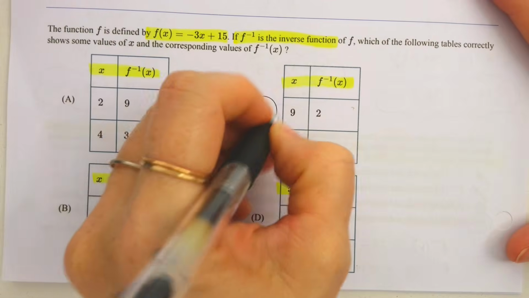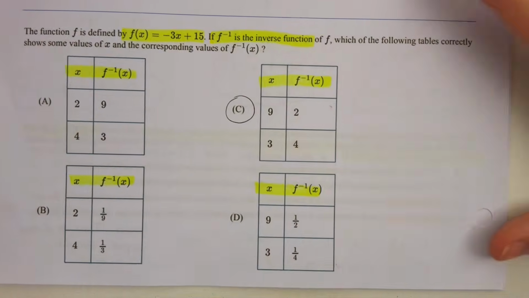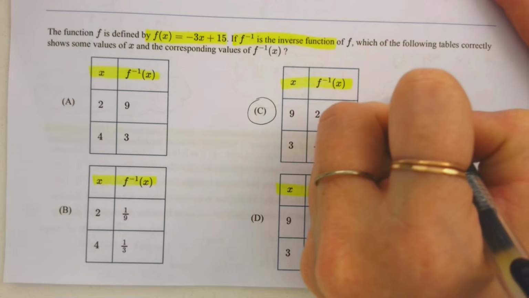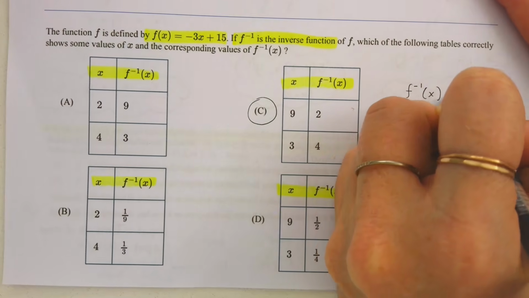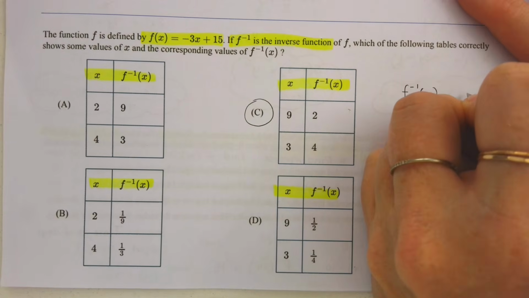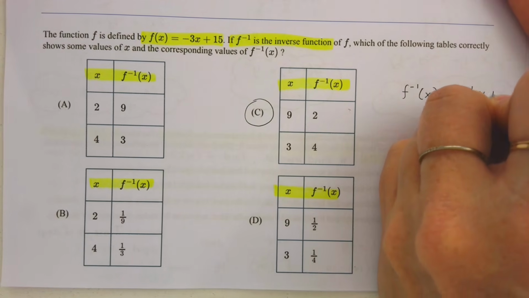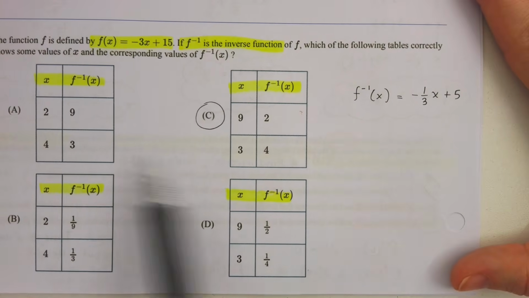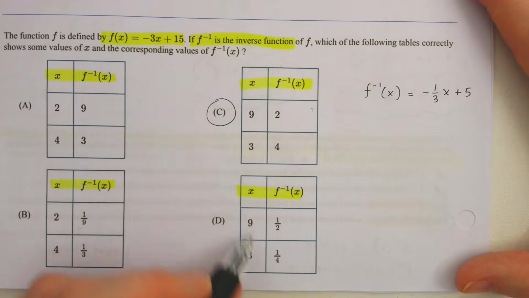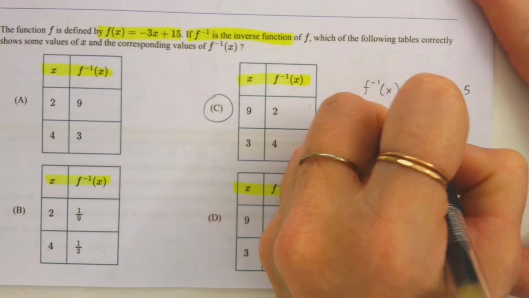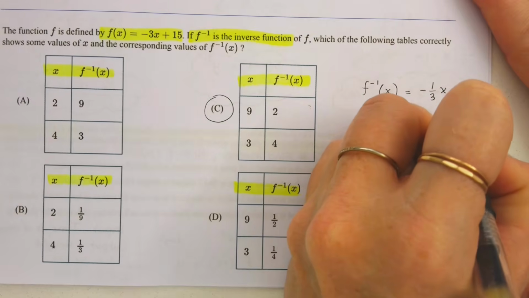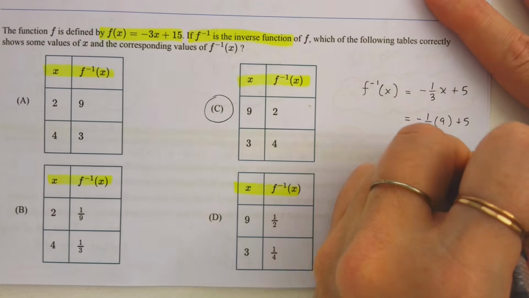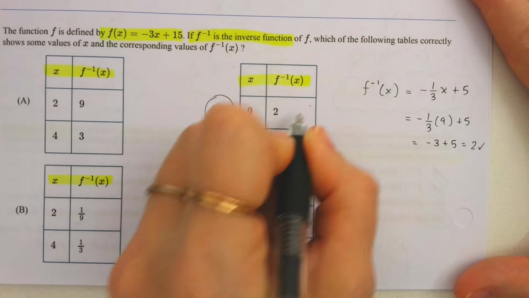Okay. The easy way to do it is to start by just finding the inverse of this function. When you find the inverse of this function, you end up with, I got negative 1/3 x plus 5. And then once you have the inverse of the function, you can just find some points in the tables that match this. So I looked at this and said, well, if I plug in 9, what am I going to get? Negative 1/3 times 9 plus 5. That would be negative 3 plus 5, which is 2. 9, 2. That one works.